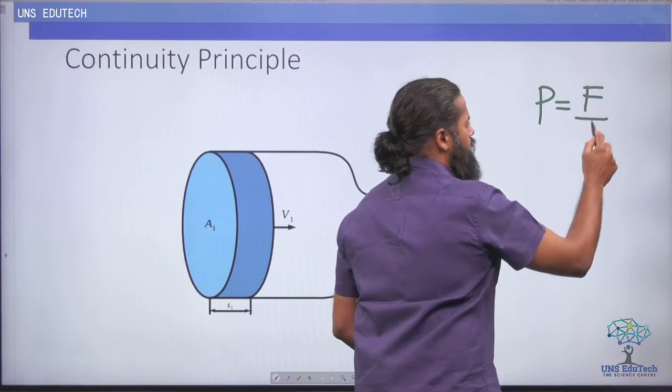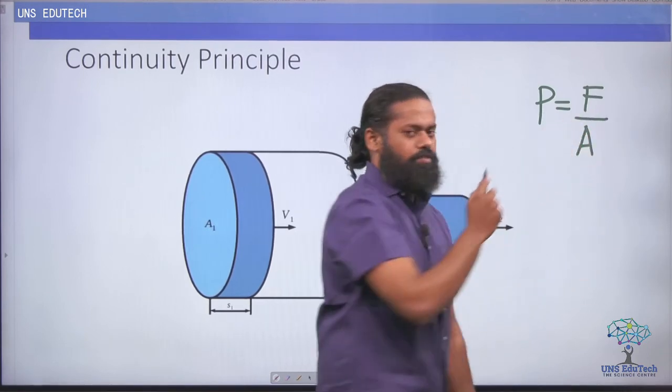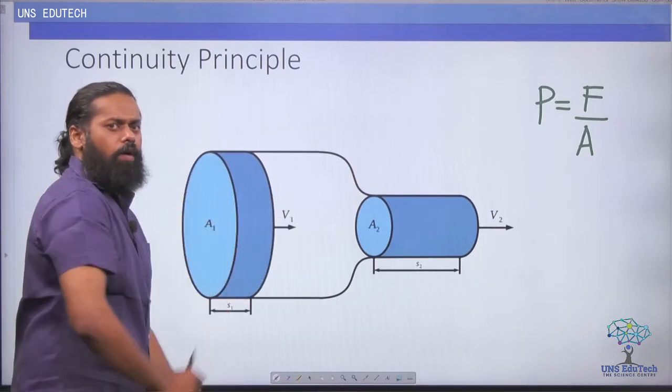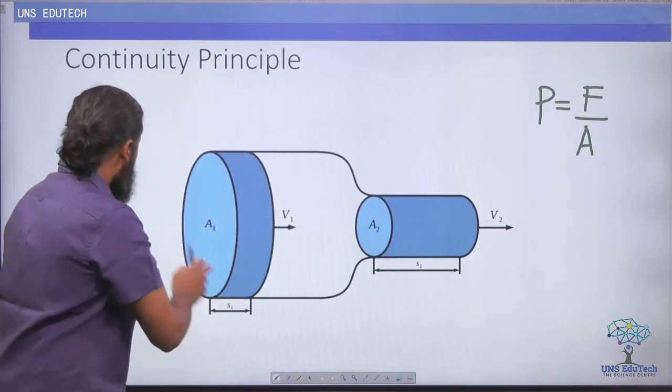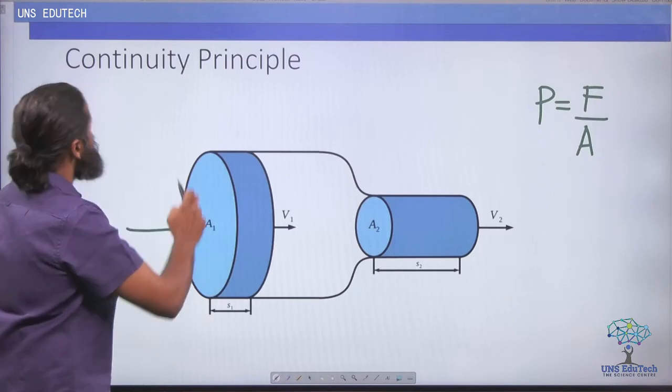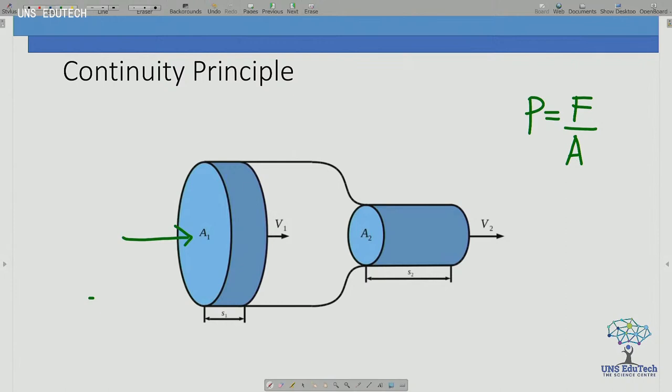Okay, force acting per unit area is called pressure. Let it be there. Now in this case, this is actually a long pipe. You have a long pipe, and water is entering at this location like this, and water is leaving at the other side.